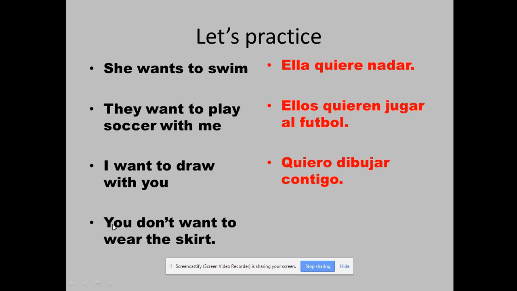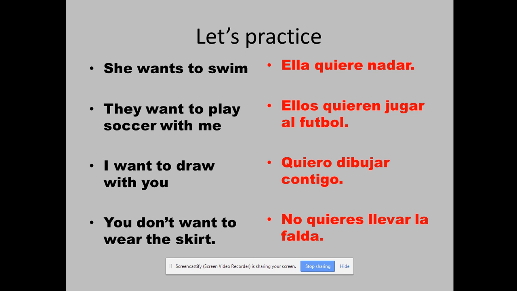And last but not least, you don't want to wear the skirt. Now, just like with the me gusta, remember it had a no me gusta? So where do you think your no is going to go? Right in front of the querer. So you want would be quieres, so it would be no quieres llevar la falda. Now, I know I haven't given you llevar, so go ahead and just write that down. Make sure you know llevar means to wear. So that should give you some good examples to use.